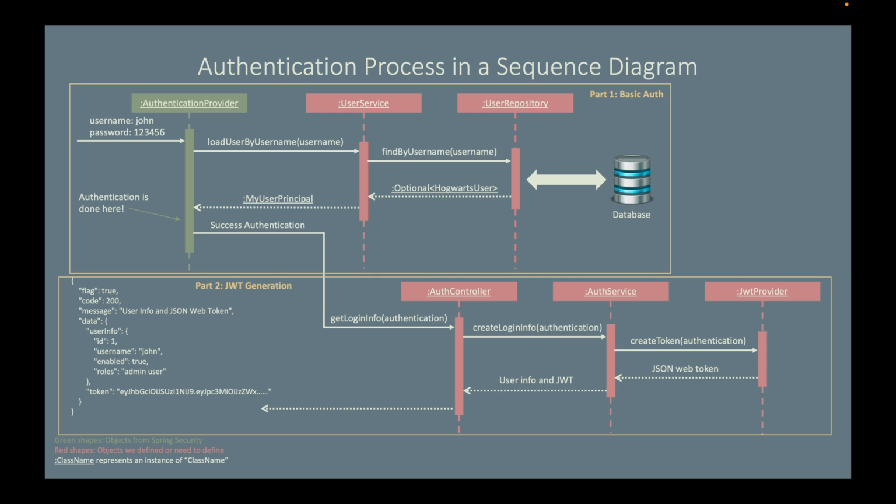So here's my plan. Let's implement this sequence diagram step by step. First, part 1, then part 2. I will explain some concepts like HTTP basic authentication and JWT along the way. See you in the next video.